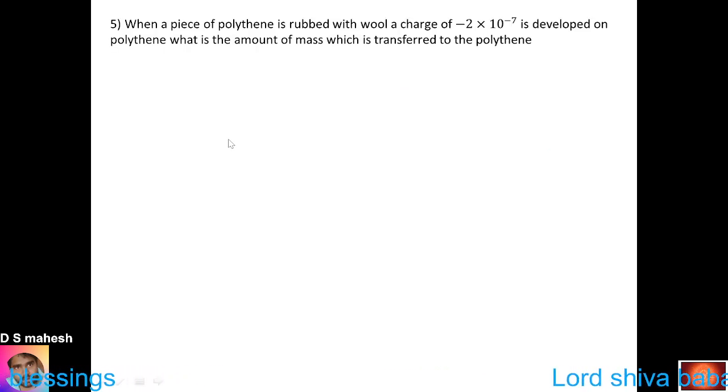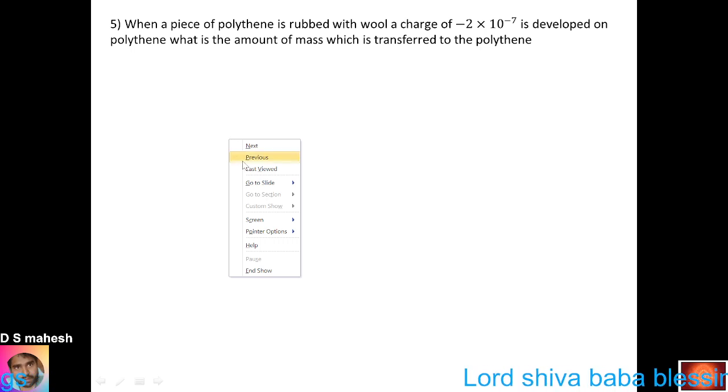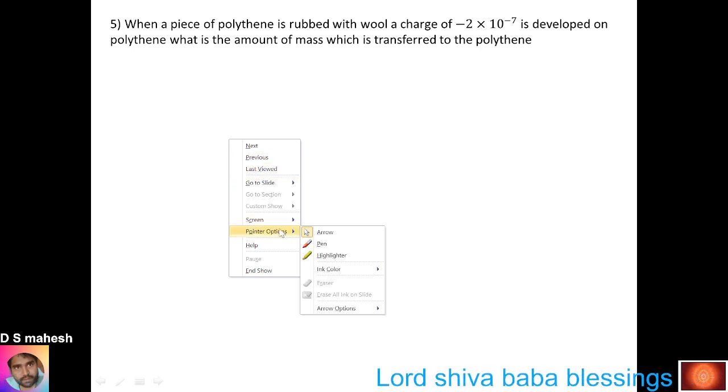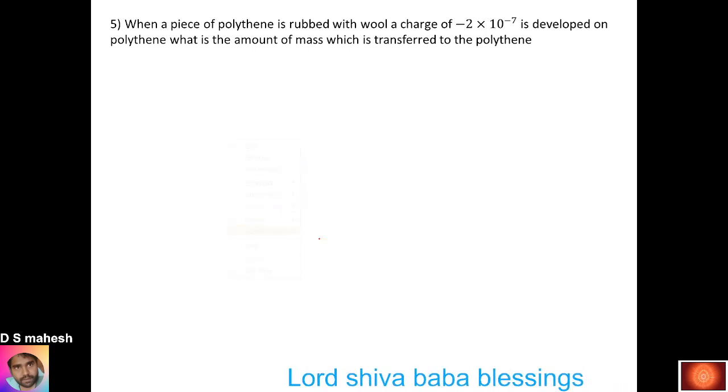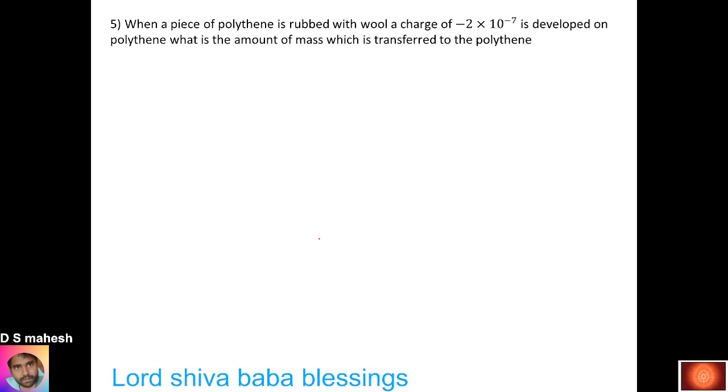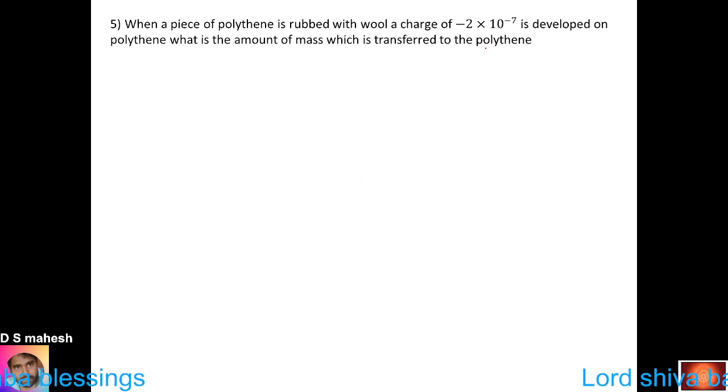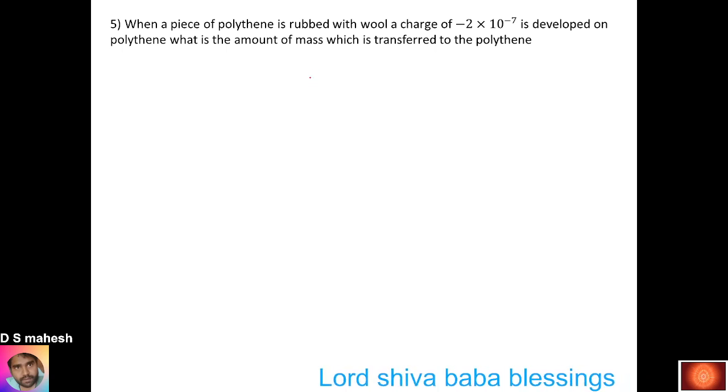Let us move on to the next question. When a piece of polythene is rubbed with wool, a charge of minus 2 into 10 to the power of minus 7 is developed on the polythene. What is the amount of mass which is transferred to the polythene? Again, you need to calculate the mass of the electrons which are transferred.